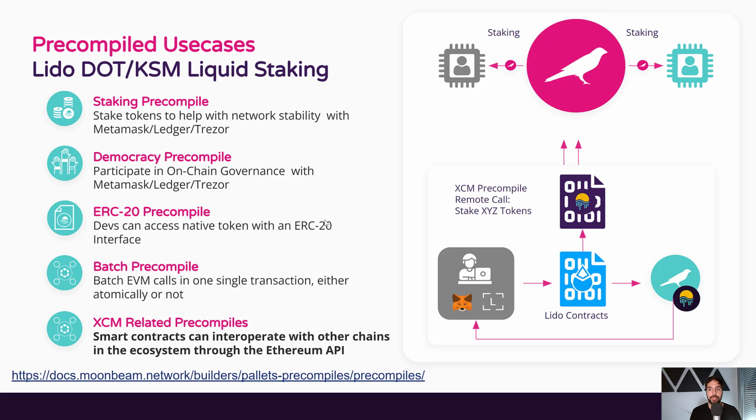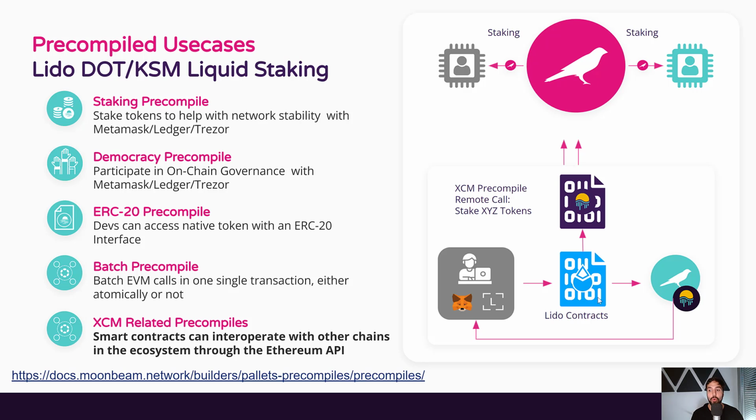The way that this works is that on the right-hand side, you will see that a user will sign the transaction from their MetaMask, Ledger, Trezor, or whatever wallet, and interact directly with the Lido contracts. And this is all within the context of the EVM. We're not going outside of the EVM yet. And so the Lido contracts, roughly, this is simplified, will mint the liquid staking derivatives. In this case it is LKSM.